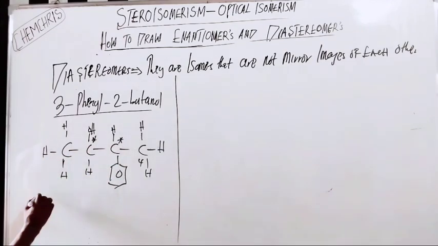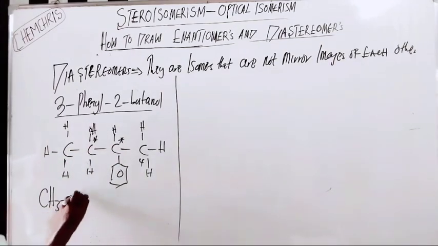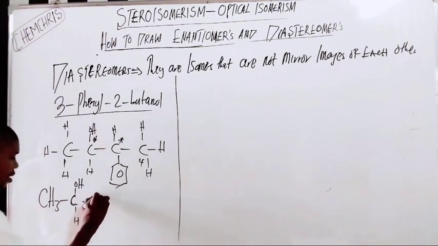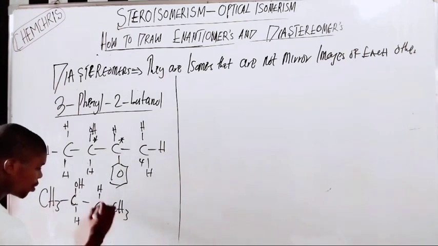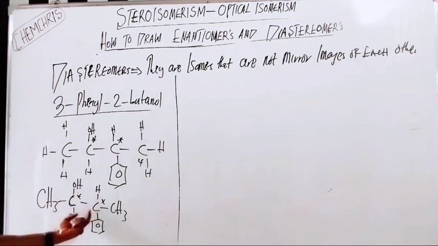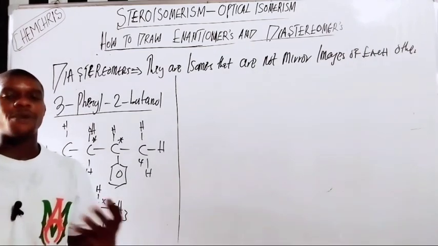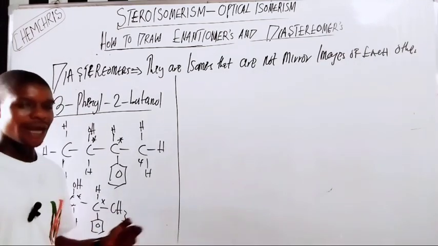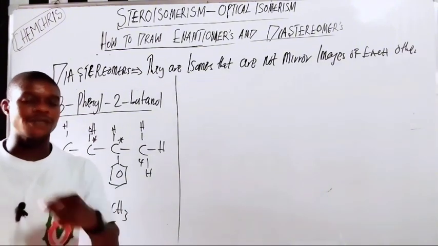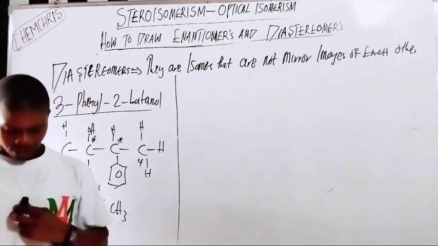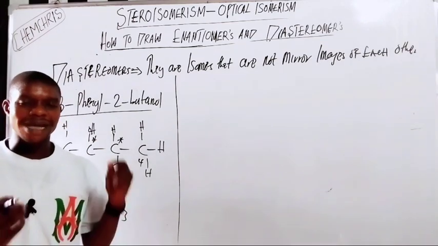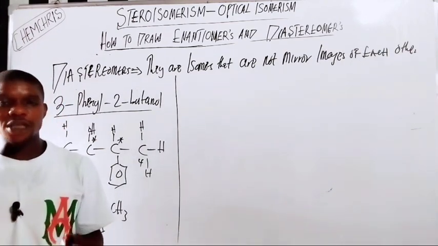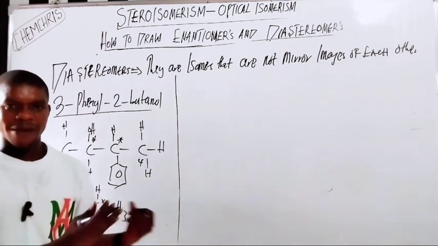So it's going to be CH3, CHOH, then CH and the phenyl group, and CH3. This is it. So here we have 2 chiral centers. When a molecule has 2 chiral centers, the possible number of stereoisomers is going to be 4. Do you understand? Like what I've done before, right?